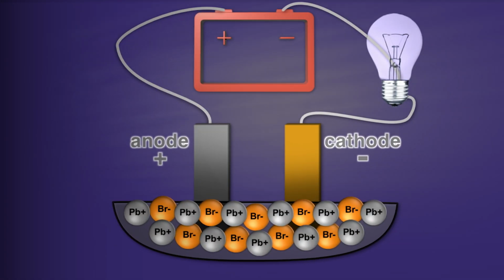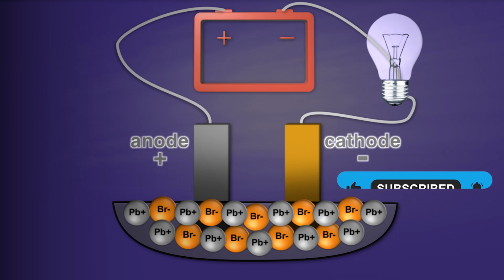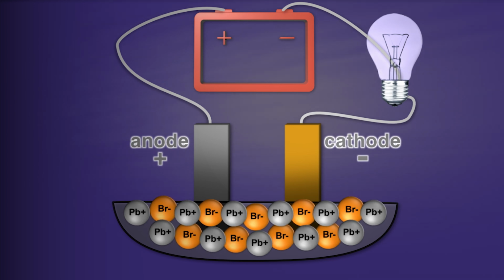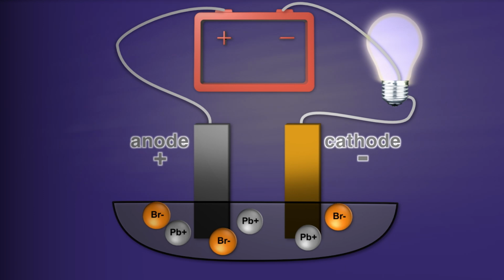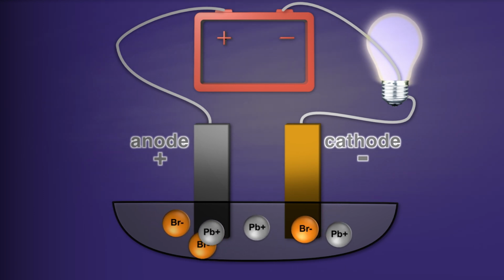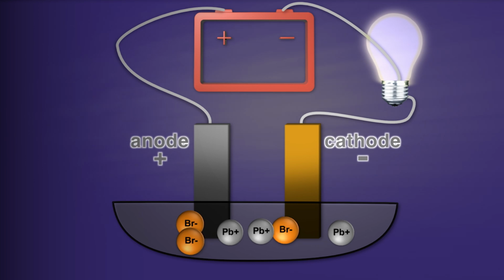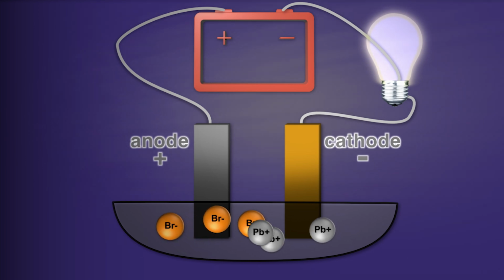Let's look at the electrolysis of lead bromide. Lead bromide is an ionic compound. Nothing happens while the lead bromide is solid because the ions are in fixed positions, so they can't move. As soon as the lead bromide melts, the bulb lights up, showing electrons are flowing through it. The lead ions and the bromide ions in the molten liquid must be moving and carrying the current.